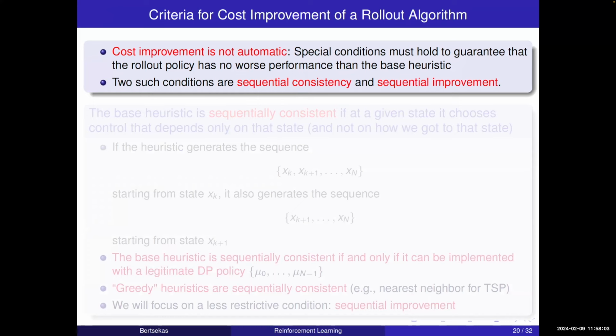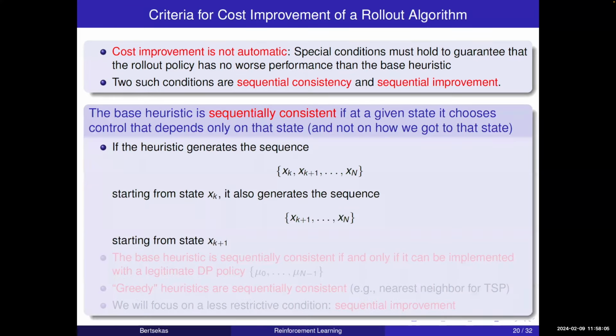We say the base heuristic is sequentially consistent if at a given state, it chooses a control that depends only on that state and not how we got to that state. In other words, if the heuristic generates this sequence starting at xk, xk plus one all the way to xn, then if we start at xk plus one, the sequence that it generates is necessarily the tail sequence starting at xk plus one. Another way to think about this is the base heuristic is sequentially consistent if and only if it can be implemented with a legitimate dynamic programming policy. A legitimate dynamic programming policy is a sequence of functions that depend only on the state and output a control.